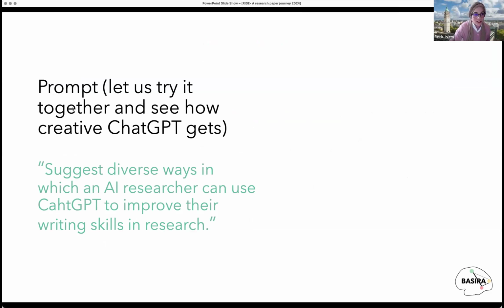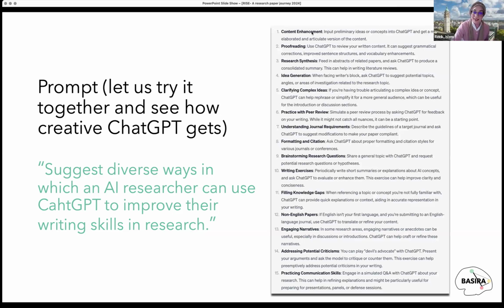So let us try it together and see how creative ChatGPT gets. If you guys are using ChatGPT, you can write this, for example: suggest diverse ways in which an AI researcher can use, oh, there is a typo here, sorry guys, ChatGPT to improve their writing skills and research. So this is something you can write, and you can prompt ChatGPT to answer your question. So this is what it gave me.